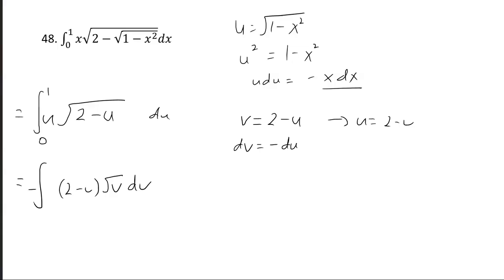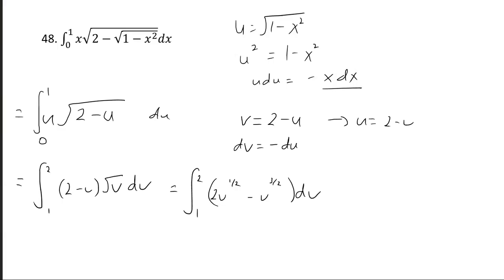Now we have to change the limits again. When u is 0, v is 2. When u is 1, v is 1 as well. So we can, once again, drop the negative sign out in front and flip the limits from 1 to 2. Okay? So from here, we can just distribute that square root of v. So 2v to the half power minus v to the 3/2 power dv.